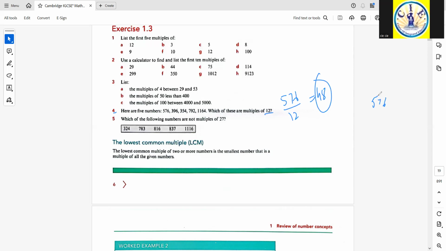Okay, then 396, you divide it by 12, you get 33. So yes, 396 is a multiple of 12. Then 354. When you divide it by 12, you get a decimal number. 354 divided by 12, you get 29.5. This is a decimal number. So this is not a multiple of 12. Same goes similarly for 792 divided by 12. That divides completely.